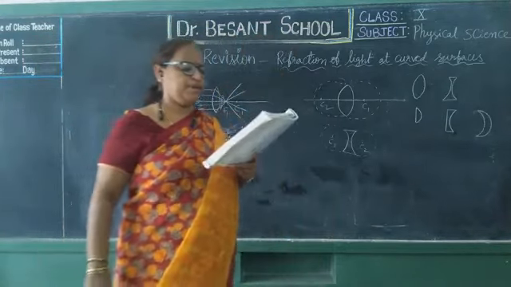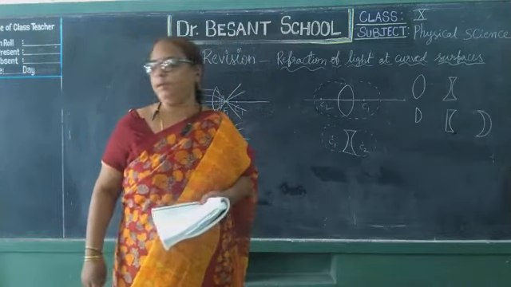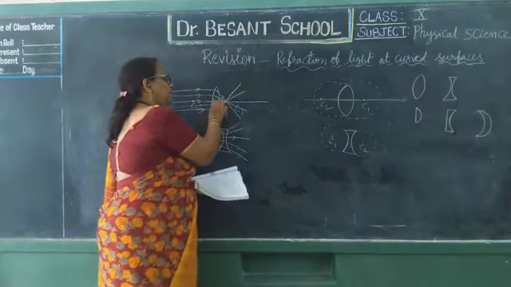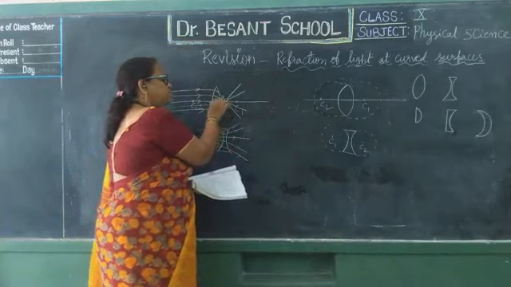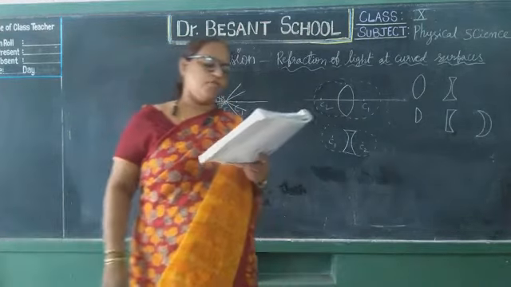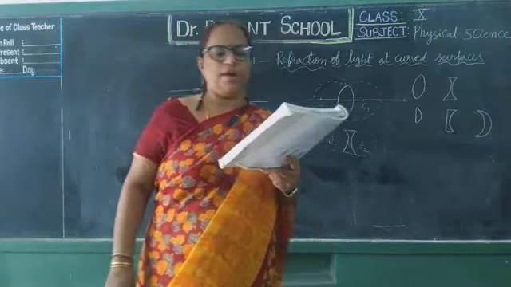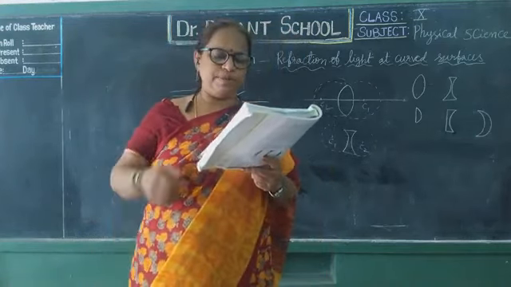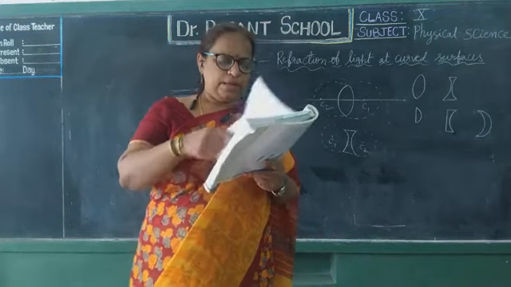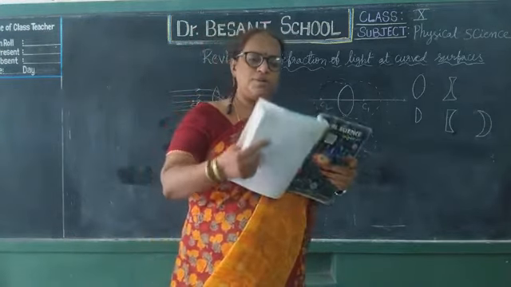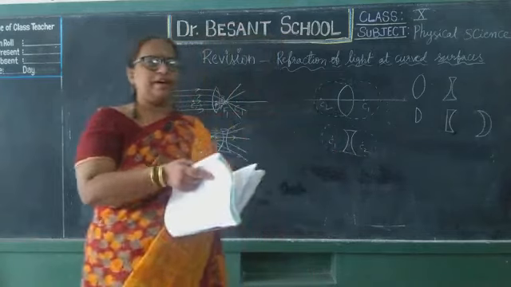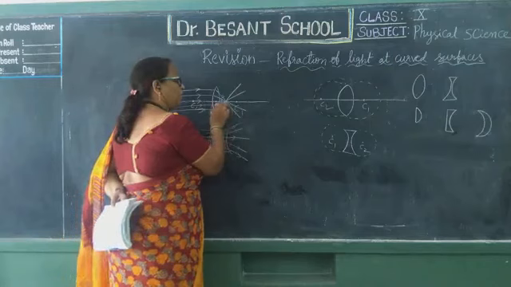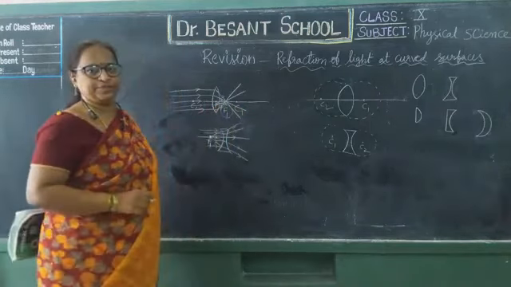And the distance between the focal point and the optic center P is called the focal length, represented with a small f. The focal point is represented with a capital F and the focal length is represented with a small f. So these C1 and C2 can also be represented as 2F1 and 2F2, because this F will be exactly in between the optic center and the center of curvature.